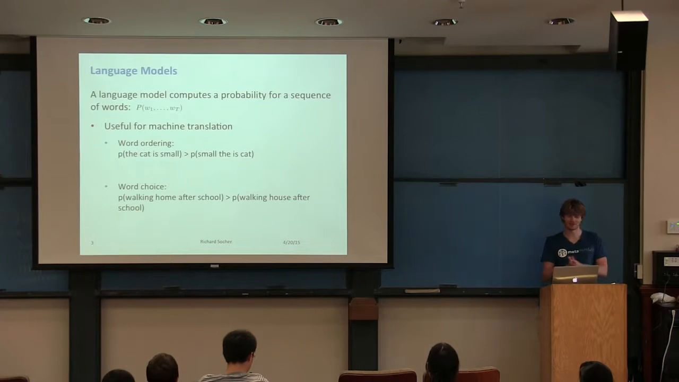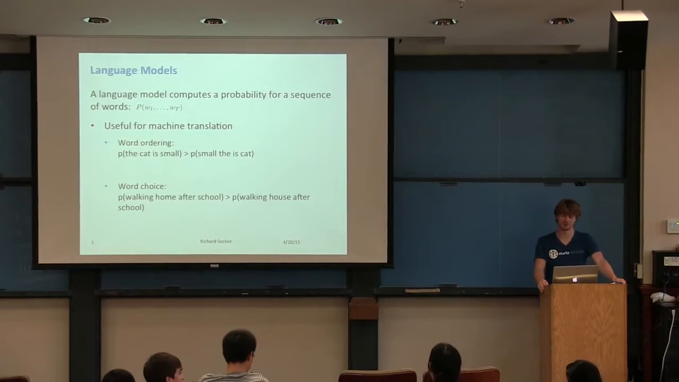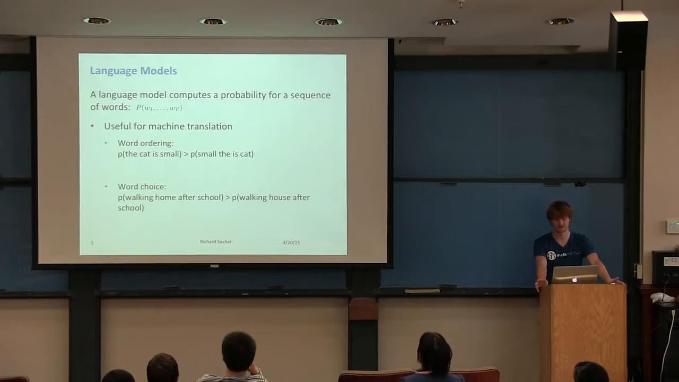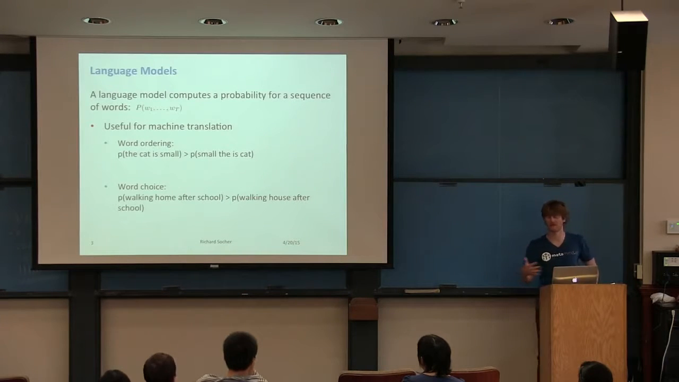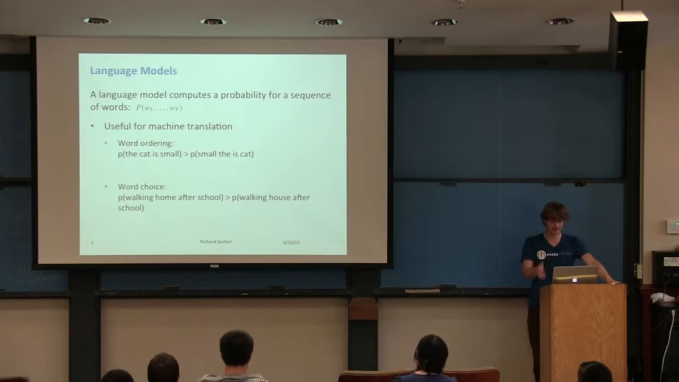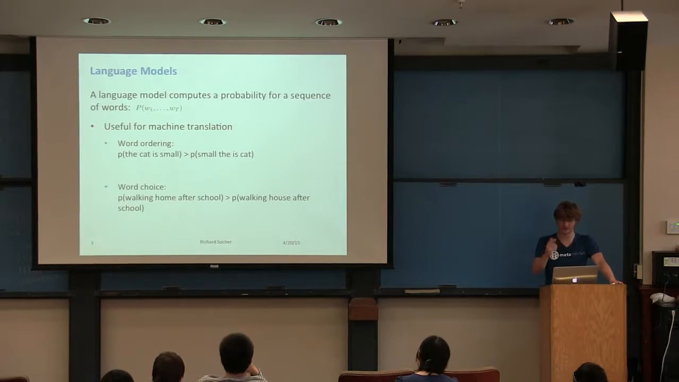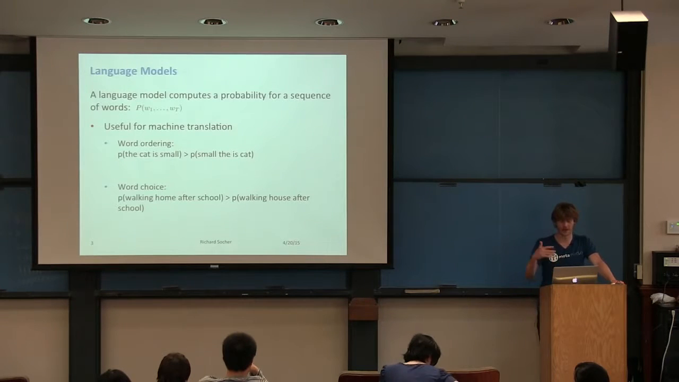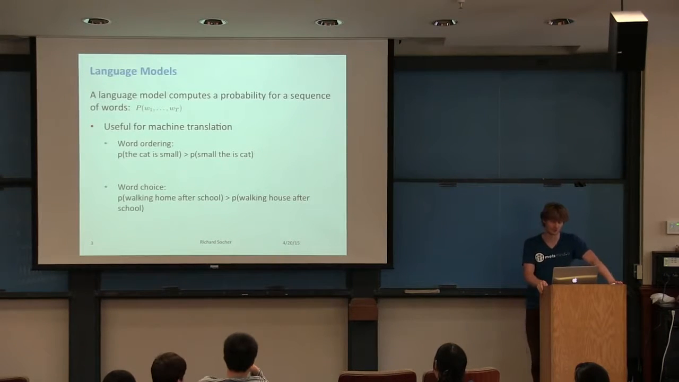All right. Language models. We want to compute the probability for a sequence of words, W1 to WT. This is very useful for machine translation. Here are two examples where a machine translation system might give you multiple outputs when translating French to English, and you now want to score them. Maybe you want to assign the sequence "the cat is small" a higher probability than "small the is cat". Or in terms of word choice, maybe you want to assign higher probability to "walking home after school" versus "walking house after school". Both house and home might be reasonable translations of the French word maison.